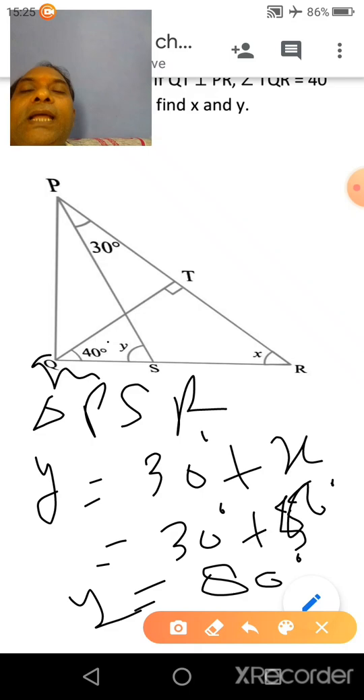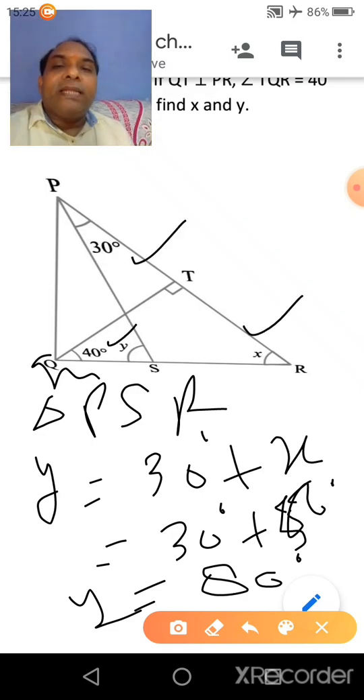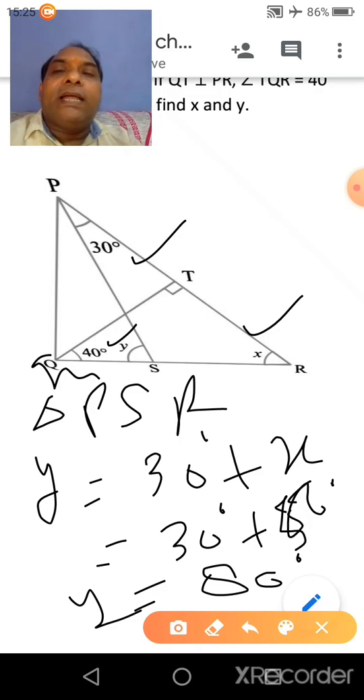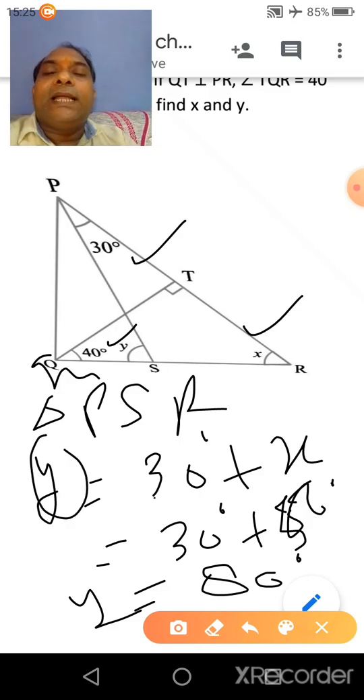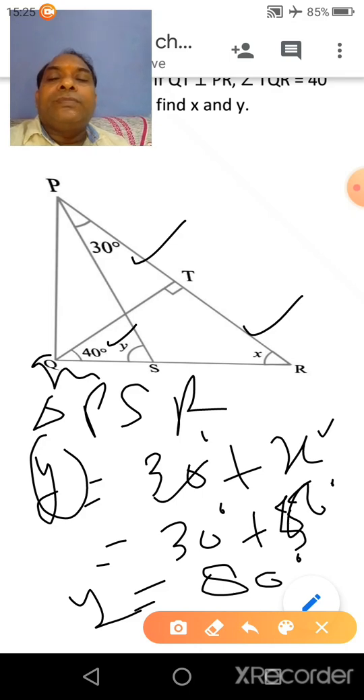So angle y will be equal to this angle plus this angle, because exterior angle is equal to sum of opposite interior angles. So here exterior angle is angle y and opposite interior angles are 30 degree and x. So we can say that y will be equal to 30 plus x. Put the value of x is 50 degree. So y will be equal to 30 plus 50 is equal to 80 degree. Clear?